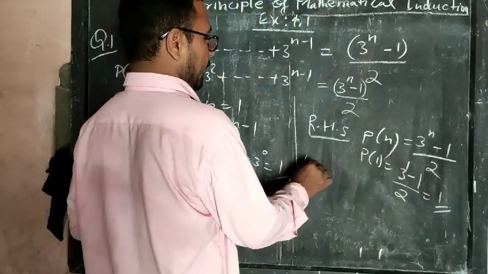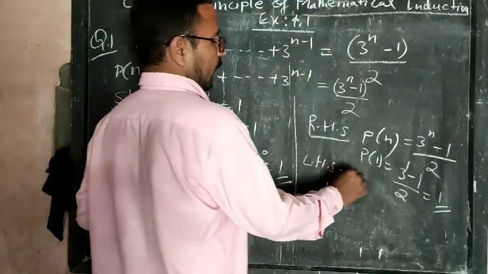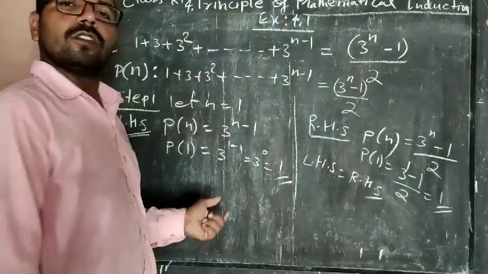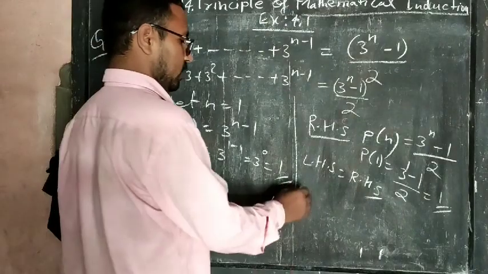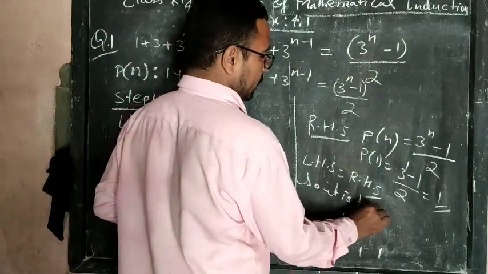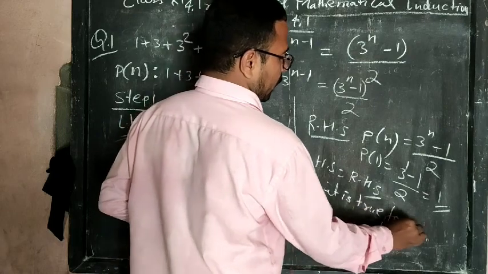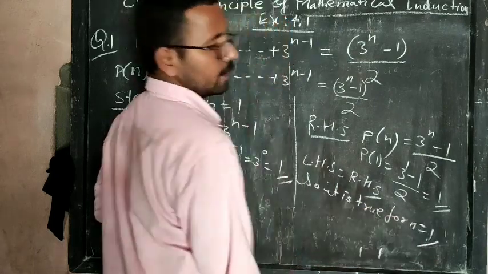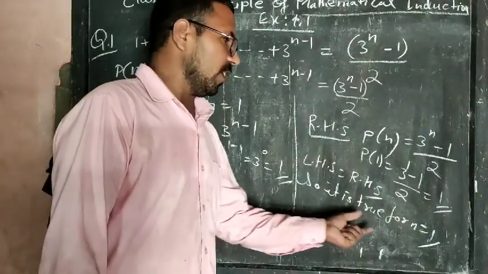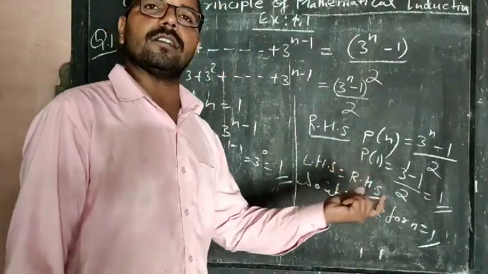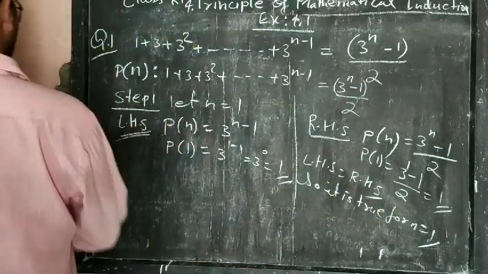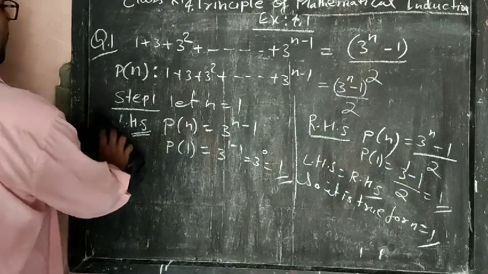So what are we getting here? We are getting LHS is equal to RHS. So it is true for n is equal to 1. Clear, students? Very simple. So it is true for n is equal to 1 because LHS is equal to RHS we have got here. So now the next step is there, step number 2, n is equal to k we have to take here.